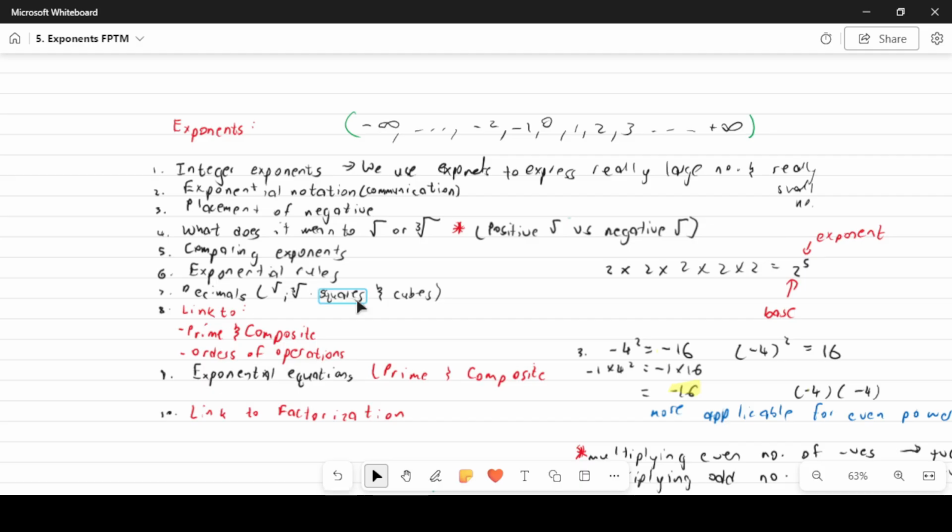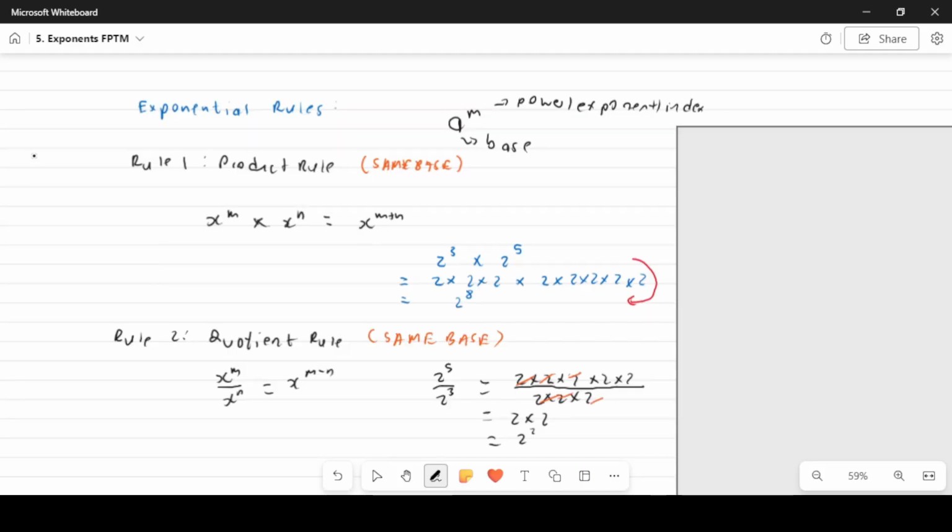Okay, so if we can do that, then we literally have everything that we need to solve exponential questions. For the exponential rules, let's just review and recap the exponential notation. The number at the bottom is the base. The number at the top, the superscript, is what we call the power, exponent, or the index. The base is the number that is being repeated. The power, exponent, or index tells you how many times the base is being repeated. Okay, so let's look at the first rule.